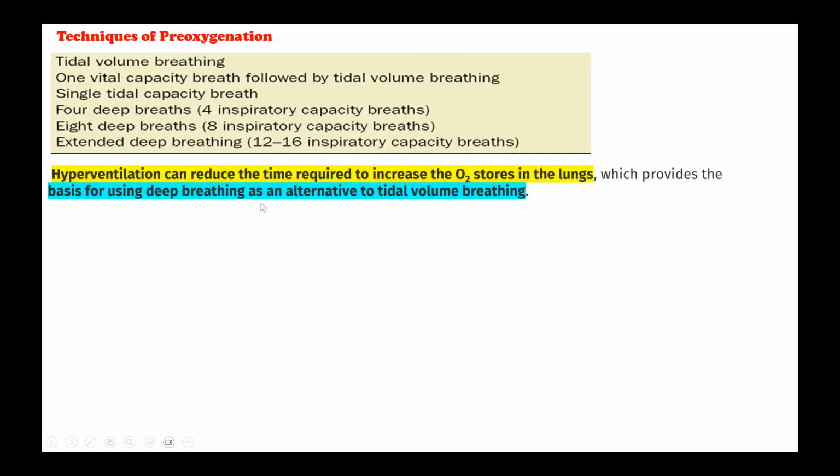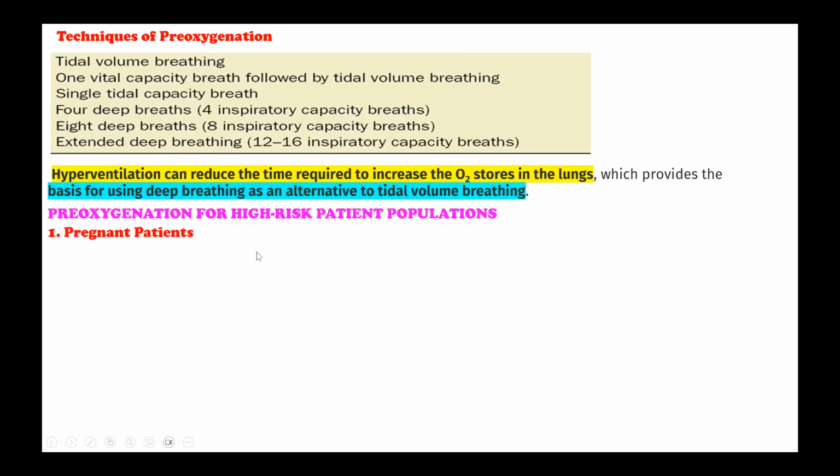Hyperventilation can reduce the time required to increase the oxygen stores. And the basis of using deep breathing is as an alternative to tidal volume breathing. Now, preoxygenation in high-risk patient populations.